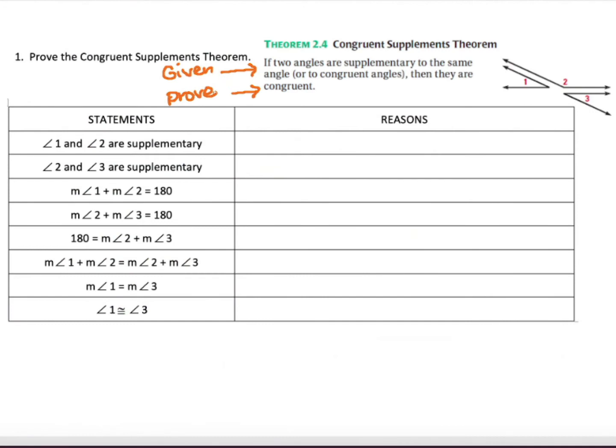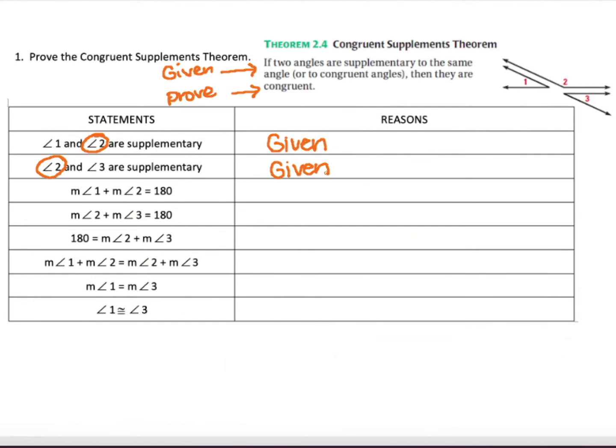So the way they have this set up is they have two angles supplementary to the same angle. You see this? We have angle 1 supplementary to angle 2, and we have angle 3 supplementary to angle 2. And so those are just the givens. That was the if part of the theorem.